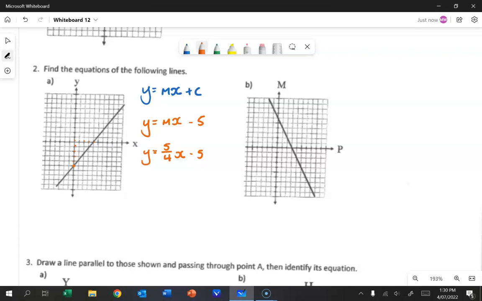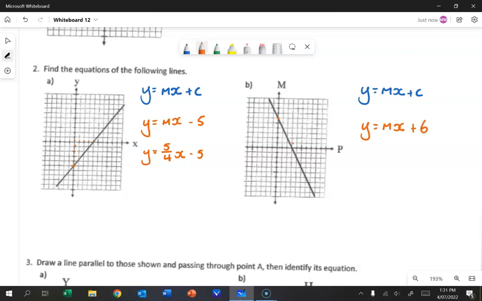So again, we follow y equals mx plus c. Find the c value first. It's where it crosses through the y-axis. So we can see that that one happens at +6. So far I've got y equals a gradient I don't know yet, +6. All right, now let's hunt for the gradient.